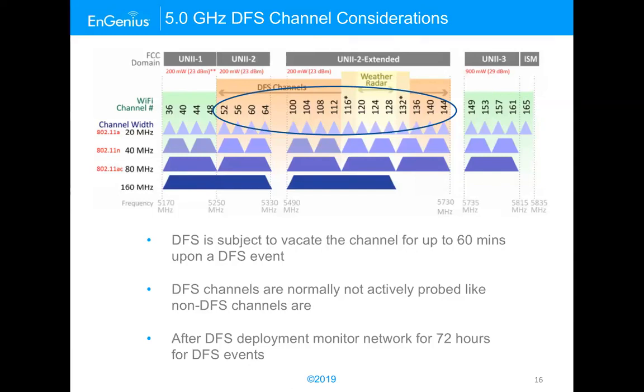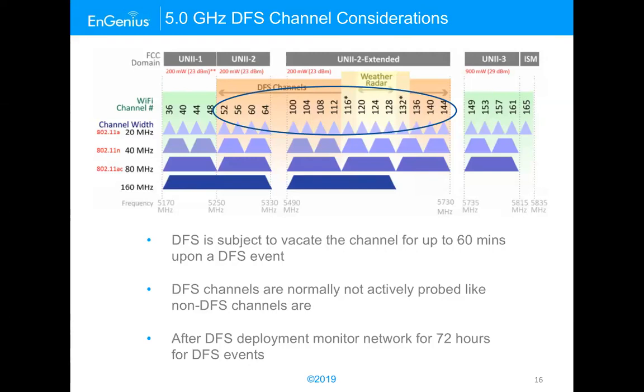So FCC requires that if I have a DFS event, I vacate the channel for about 60 minutes. Some channels require higher levels of caution than others. For example, channels 116 to 132. If I have a DFS event, I'm unsure whether it's a true DFS event or just some random RF interference in that particular time. FCC requires me 98% of the time to vacate that channel. If I was on maybe channel 64, it goes down to about 75%. So even the channels within DFS determine how sensitive it is to external noise that you have.